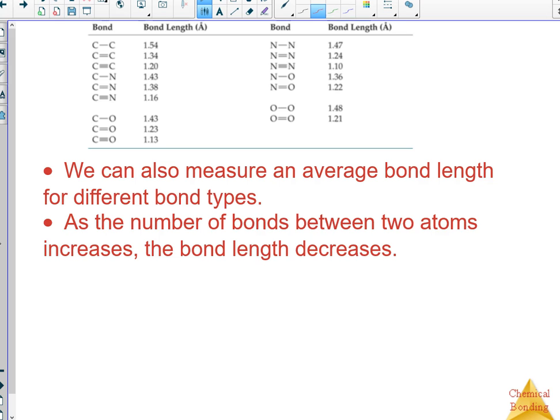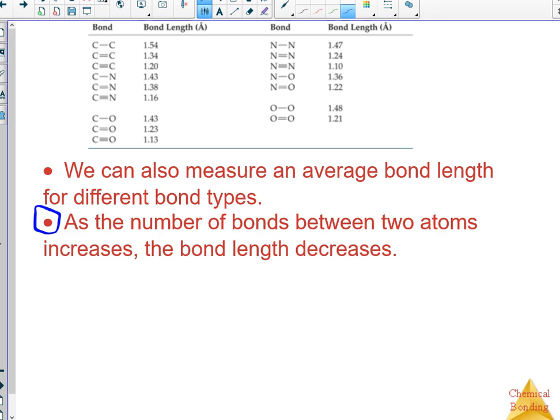All right. We can also measure a bond length. It's the average bond length for different bond types, because remember, kind of like the enthalpies we just found, it can be slightly different, but the average bond length can be given to you as well. As the number of bonds between two atoms increases, the bond length decreases. So really, this is the only thing on this slide and bond length that you do need to know.